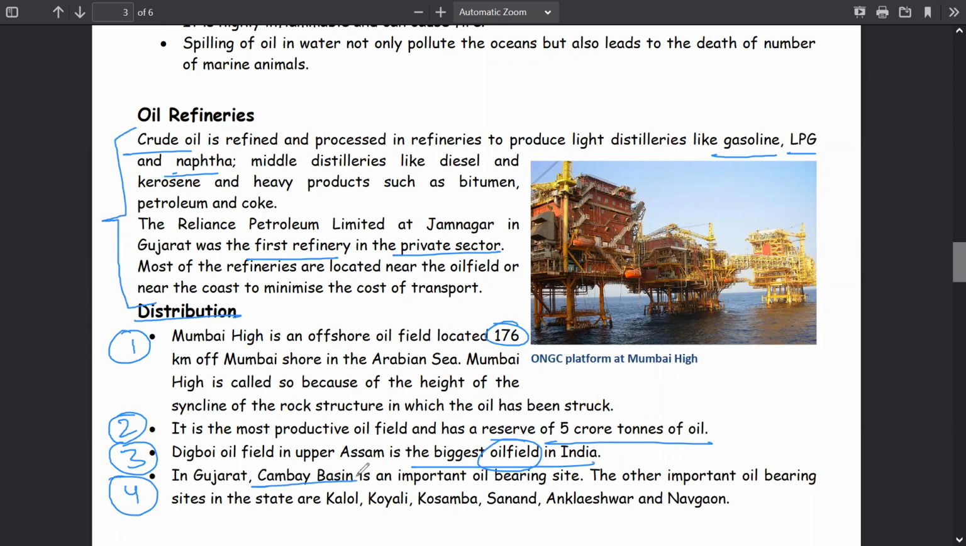In Gujarat also, Cambay Basin is an important oil-bearing site. The other important oil-bearing sites in the state are Kalol, Koyali, Kusamba, Sanand, Ankleshwar. Ankleshwar is the most widely recognized oil field after Cambay Basin. Okay, so let's move on.